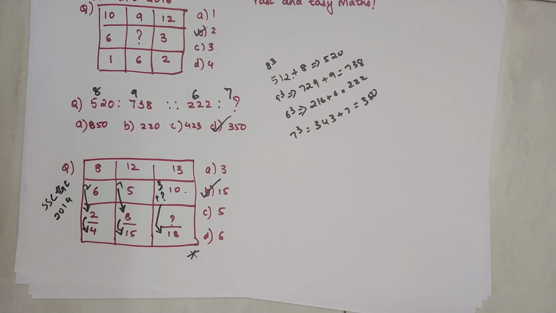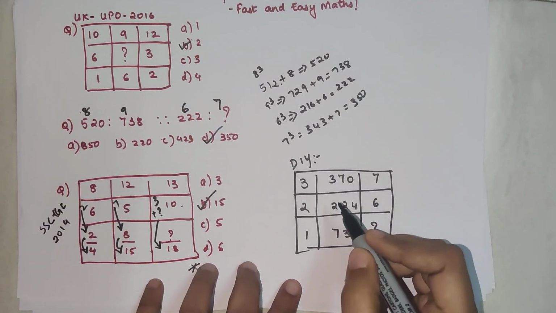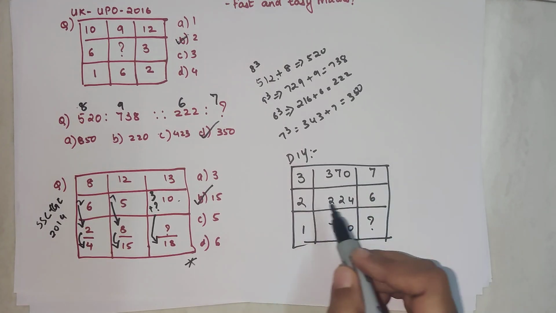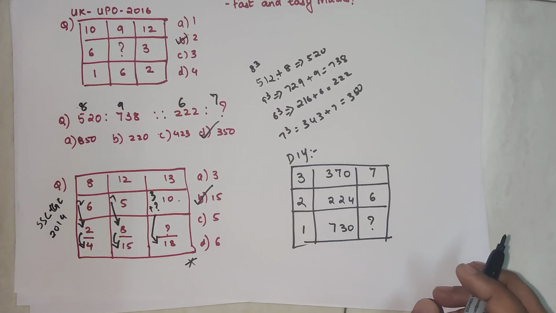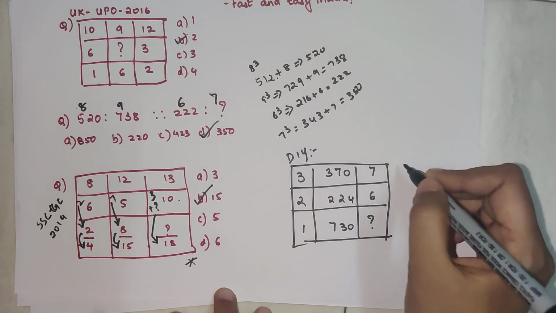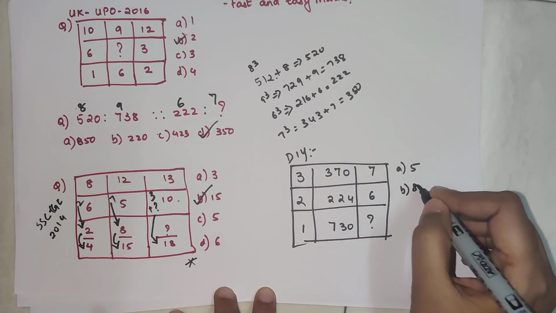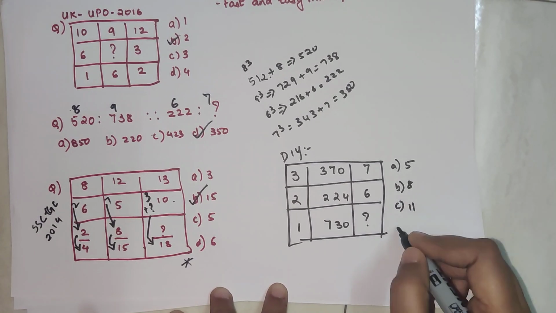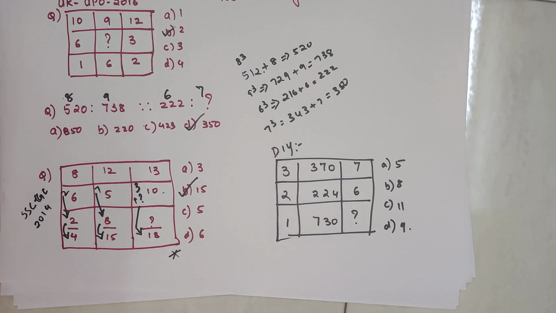Now, like I said, time for your DIY. So here your DIY is: if 3 is followed by 370, then 7, then we have 2, then 224 and 6, then we have 1 and 730. Then what should be your last answer? The options given are A, which is 5, B, which is 8, C, which is 11, and D, which is 9. So please go ahead and solve this one and let me know your answers in the comment section. I'll give you a hint.